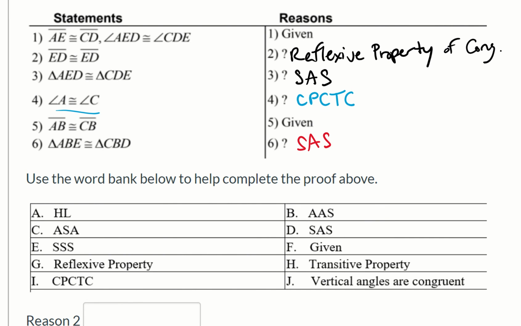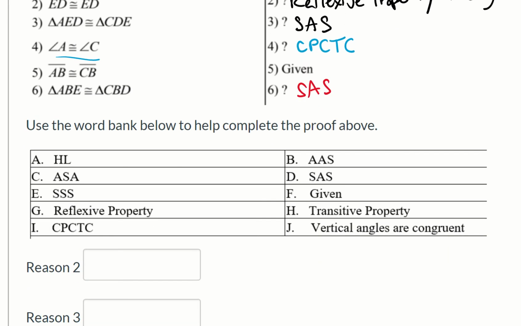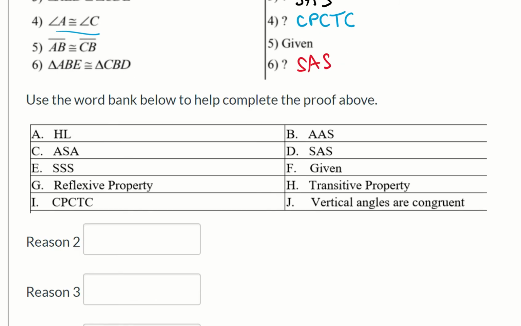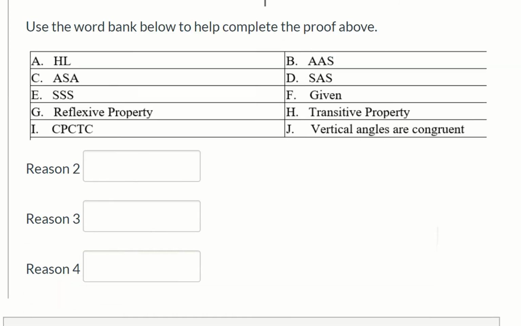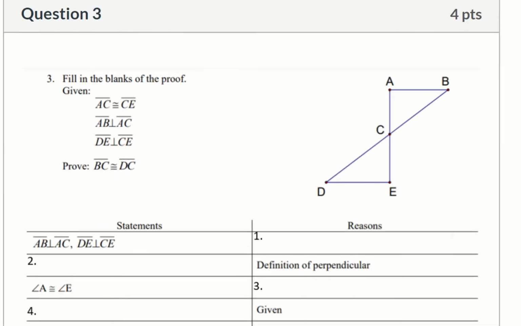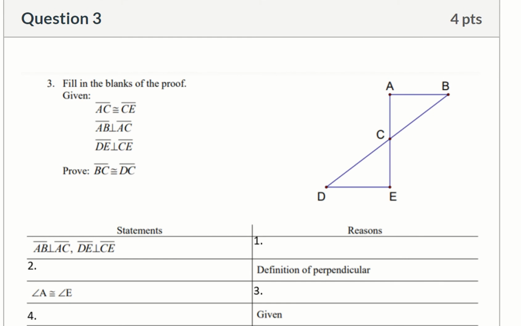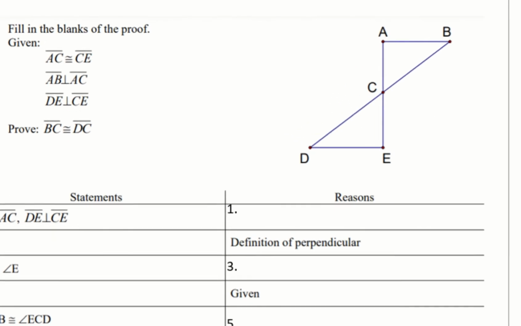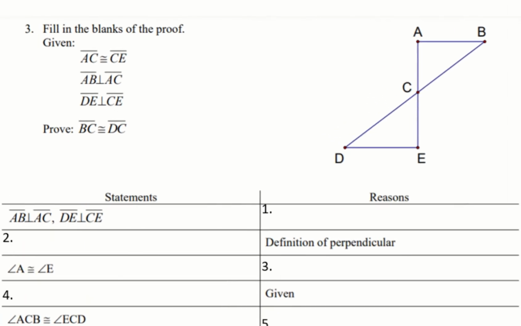Okay, so hopefully you were able to determine those answers there. But in any case, we're going to go ahead and move on to the next question. So question 3. Fill in the blanks of the proof. We have two triangles here, and we just want to fill in the proof. We want to prove that BC is congruent to DC in this diagram.